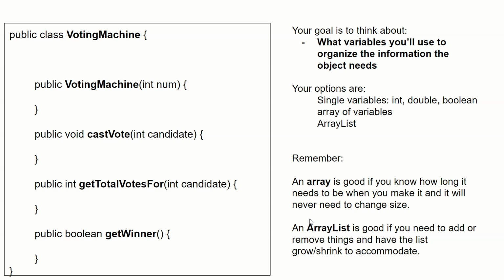Remember, an array is good if you know exactly how long your array needs to be in advance, and you know that the size never needs to change as your object's running. An ArrayList would be good if you need to be able to expand or retract your list, be able to add and remove things as the methods are getting run, like grow and shrink it.